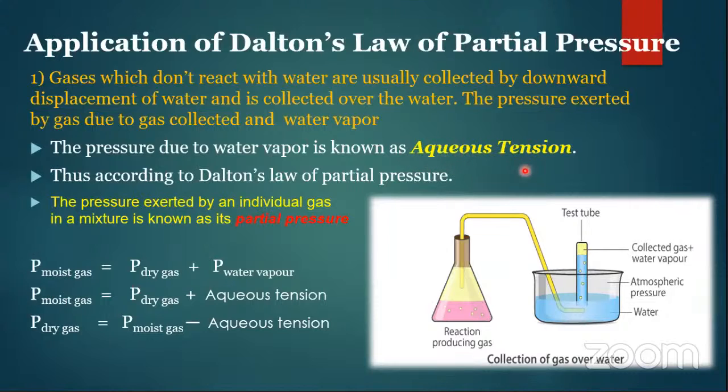Aqueous tension means the pressure due to water vapor. Water vapor pressure. What is water vapor pressure? Suppose you consider this beaker. There is an inverted tube here. Then definitely some water goes into this tube due to capillary action. Consider only water is there. Now some of the water molecules from the surface go into the vapor state. Even if we do not heat, water evaporates. Is it really true, that water evaporates without heating? Yes, at room temperature also water evaporates.